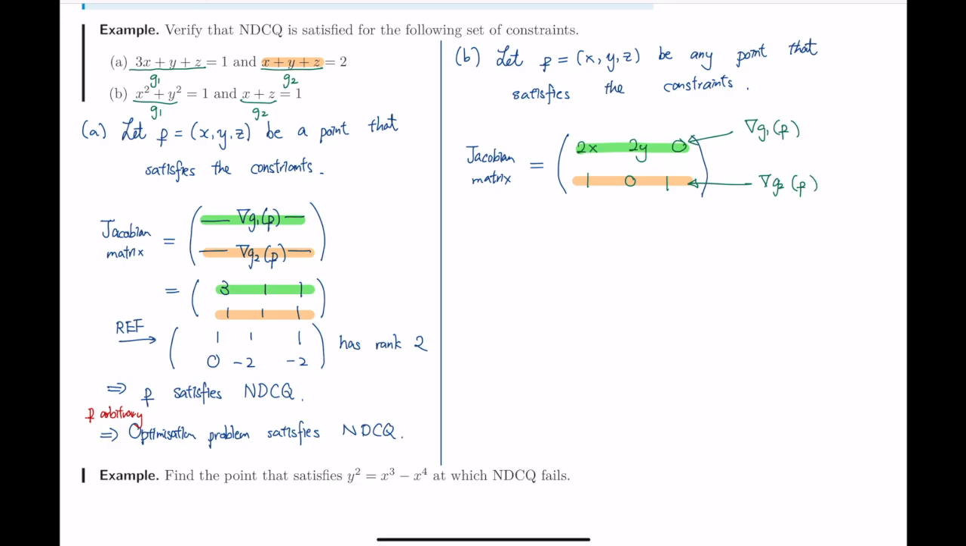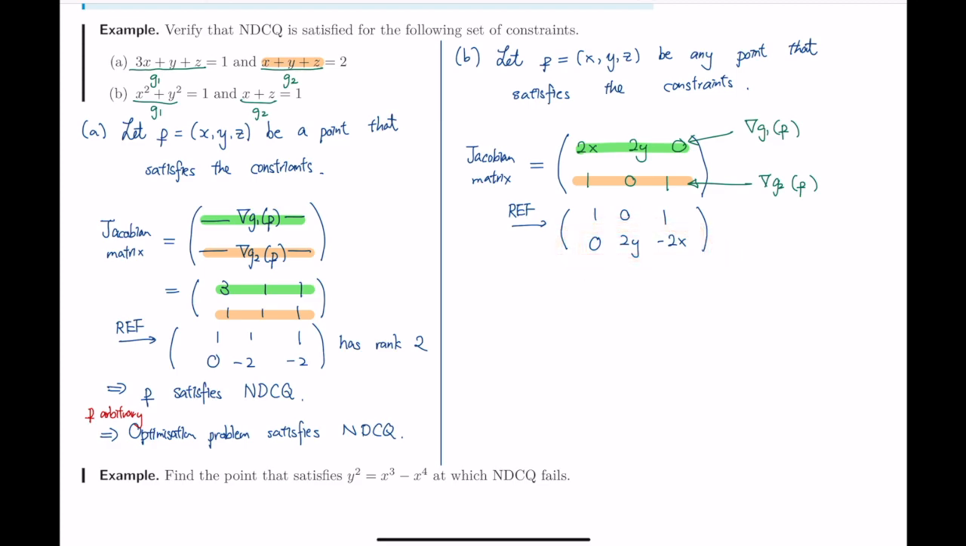To determine the rank of this matrix, we have to transform it into REF. So if you transform it into REF, you get 0, 2y, and minus 2x. Okay, I will let you check. But you need to be careful here. It's not clear whether this matrix has rank 2, because it really depends on the value of x and y. So you may ask, is it possible that this is a 0? Because if this is a 0, then this matrix will have rank 1, then NDCQ will fail.